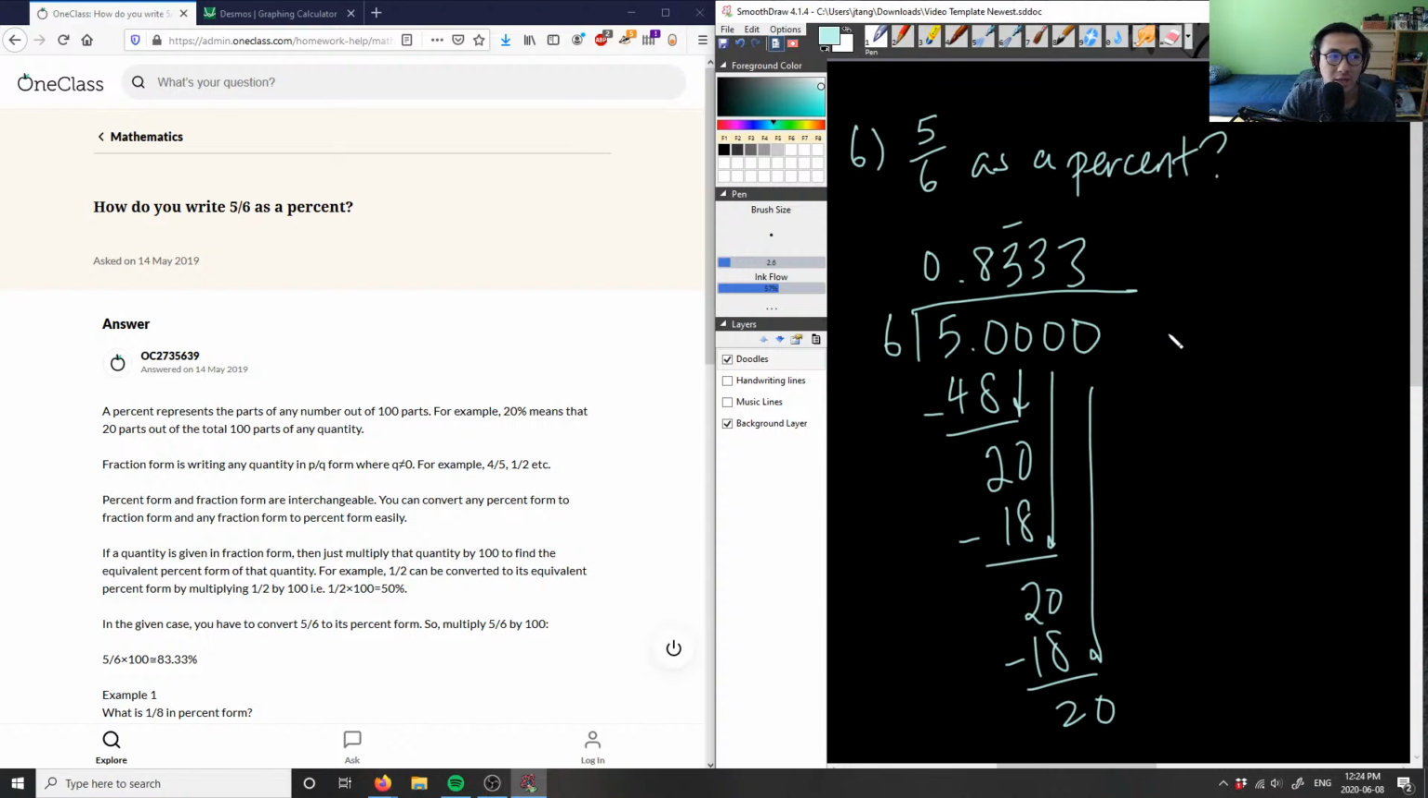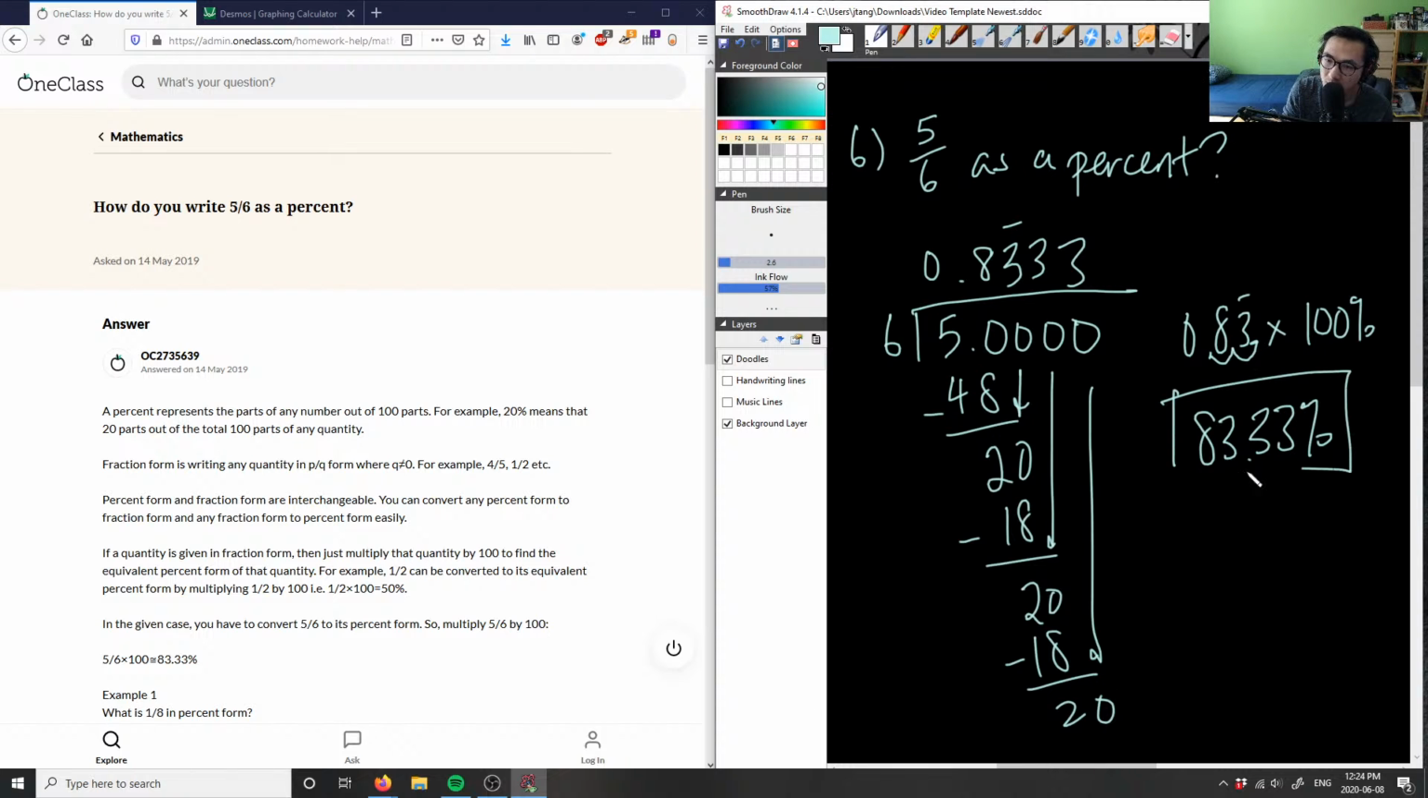And what we can do is we can actually change this to a percent, right? So 0.83 bar multiplied by 100%. So every time I'm multiplying by 100, I always have to move the decimal place 2 times, right? So this is going to be 1 time, and this is 2 times. So I'm going to have 83 point, and this 3 is always repeating, right? So it's going to be 3%. And this here is going to be my answer for this problem, 83.33.